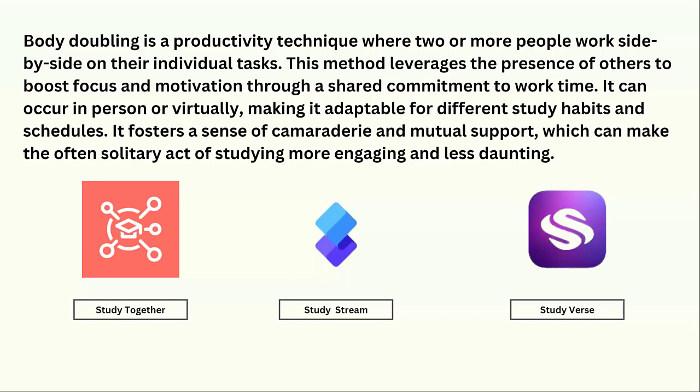And I think one really cool thing that we're starting to see is that there are apps specifically designed for this, both for body doubling in the professional world. So a lot of freelancers, a lot of people who work from home might use a body doubling app that's geared towards professionals, but there are some that are geared specifically towards students. And so we've listed a couple here: Study Together, Study Stream, and Studyverse.